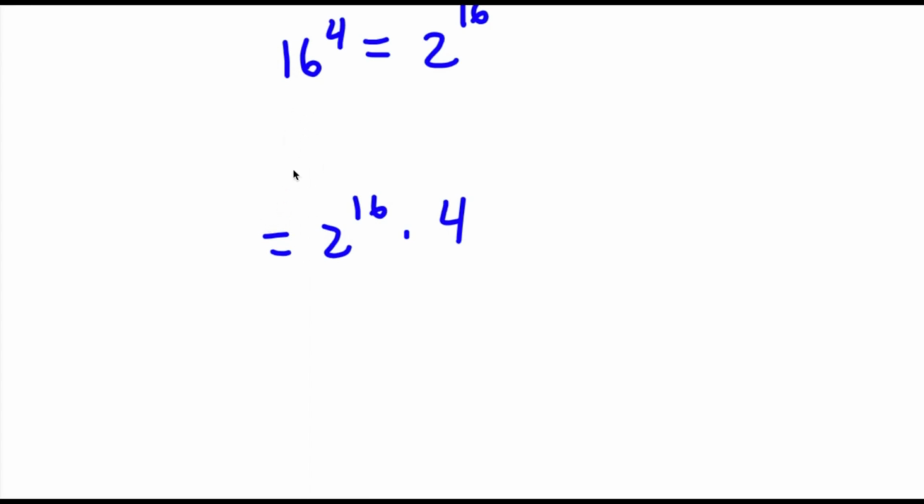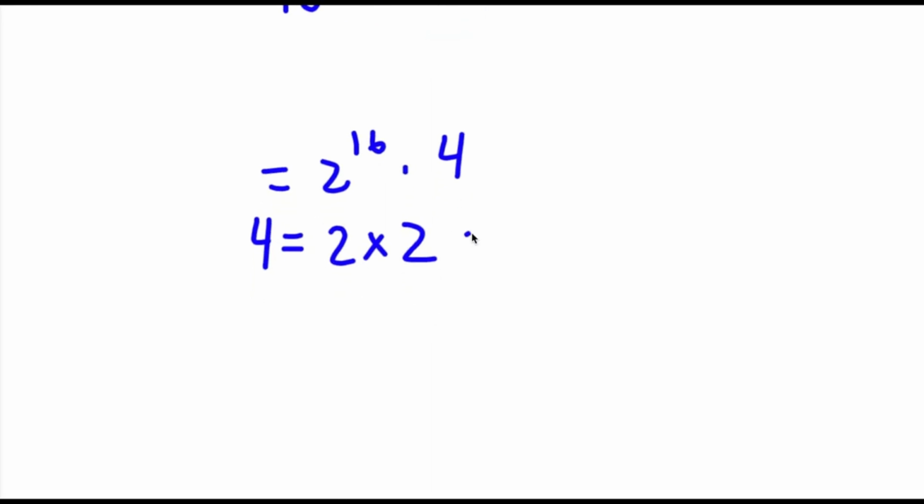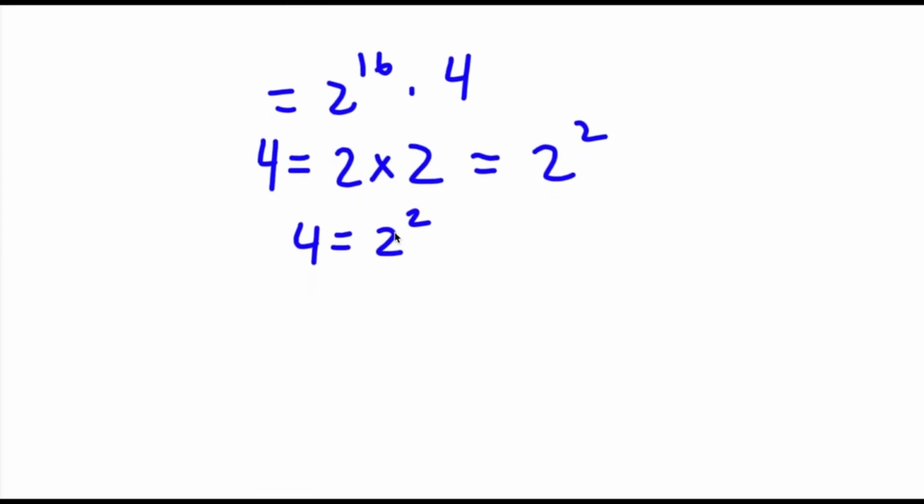Now 4 here is equal to 2 times 2, right? So 2 multiplied by itself twice is the same thing as 2 squared, meaning 4 is equal to 2 squared. So now, if I substitute in 2 squared for 4, I get 2 to the power of 16 times 2 squared.